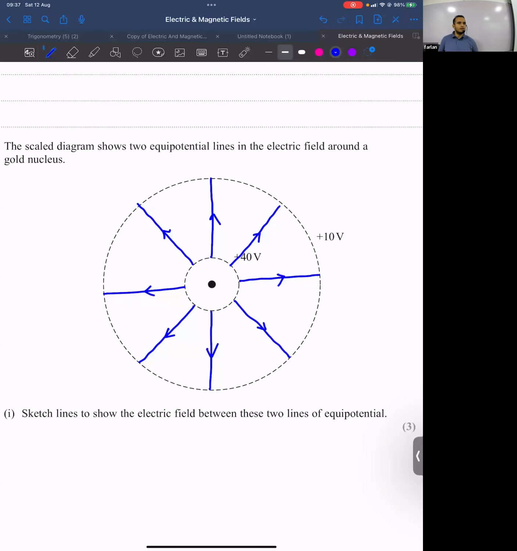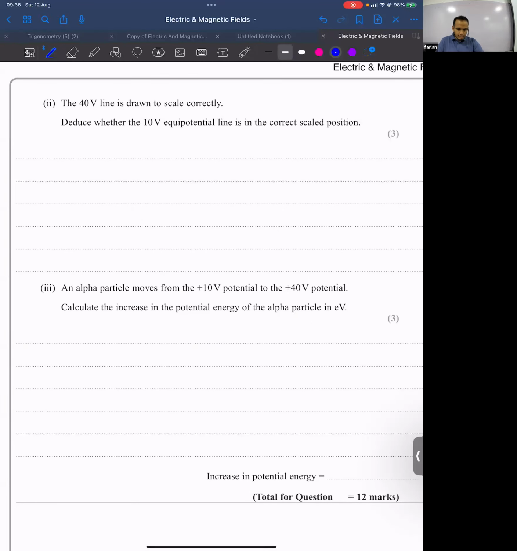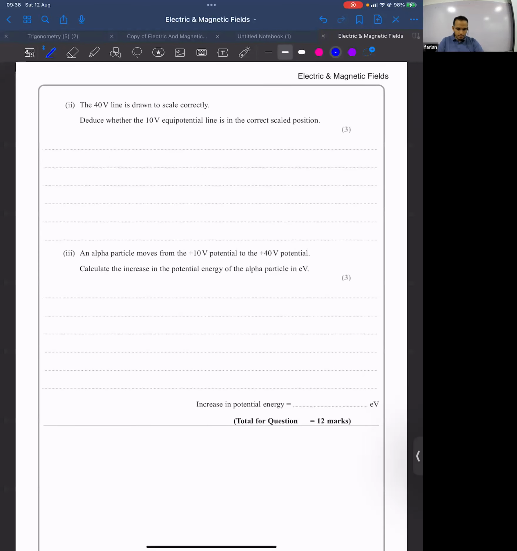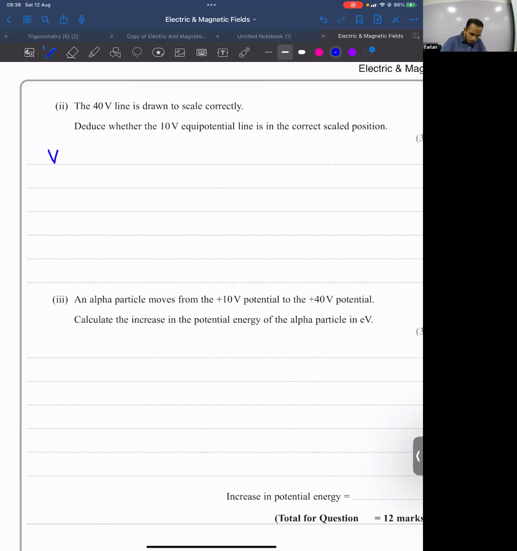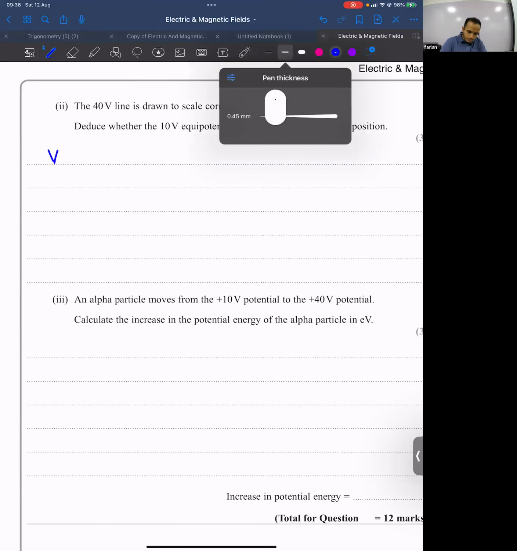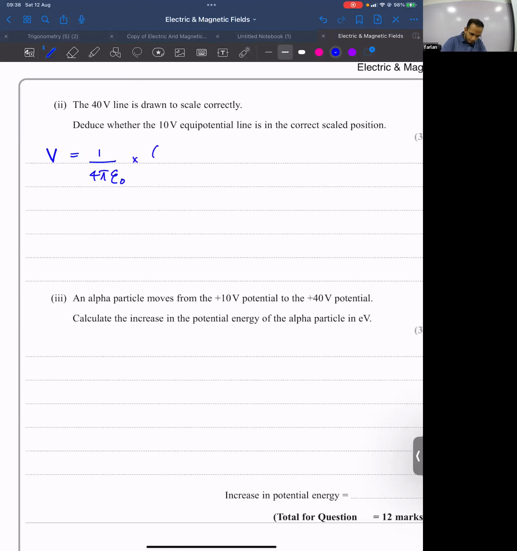Okay, right. And the next part. The 40 volts line is drawn to scale correctly. Deduce whether the 10 volt electric potential line is in the correct scale position. Guys, answer to me. Now we know V equals 1 over 4 pi epsilon naught Q over R, which is V is inversely proportional to the R.